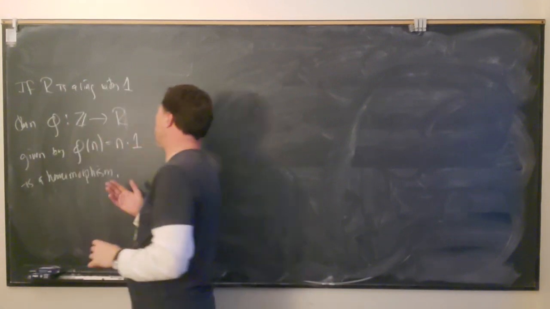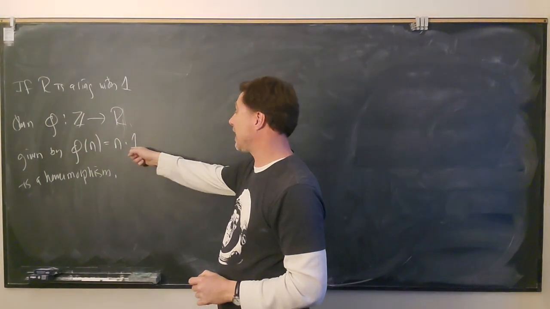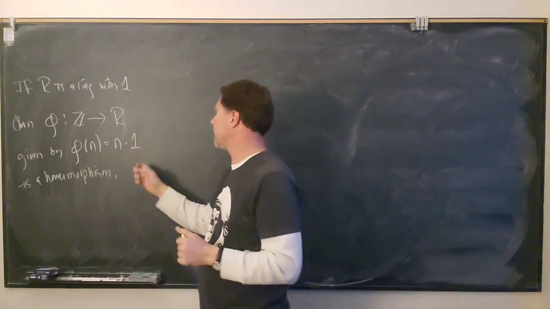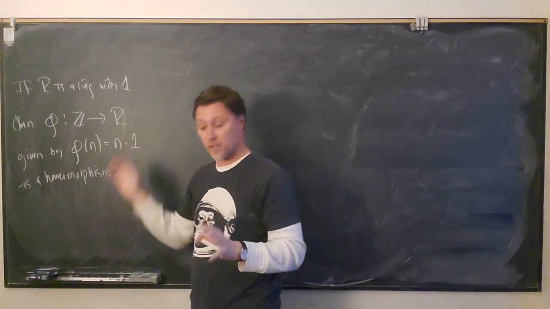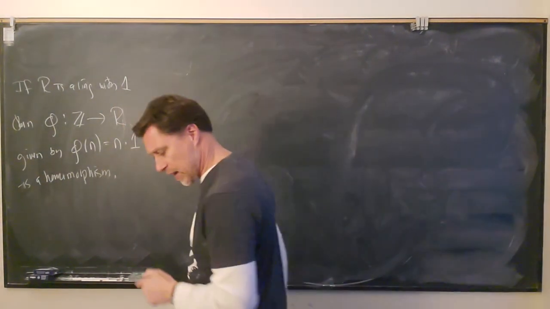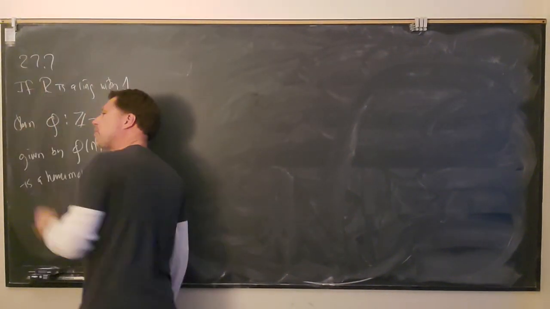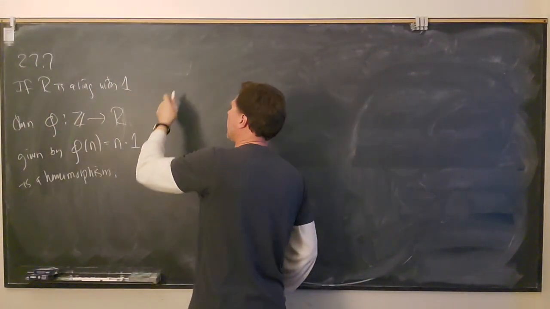So just one thing to point out here, right? This 1 right here is the multiplicative identity in R, so it's not necessarily the number 1. Anyways, so we know that this is a homomorphism, and this was theorem 27.7. I'm going to refer back to this in our next result.